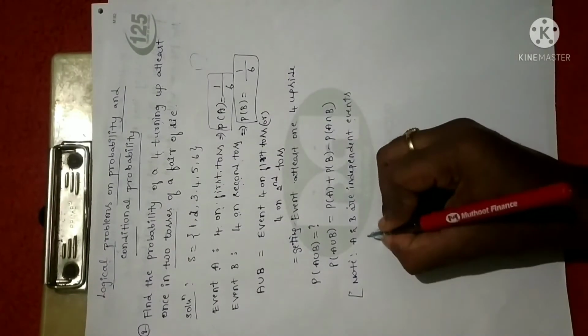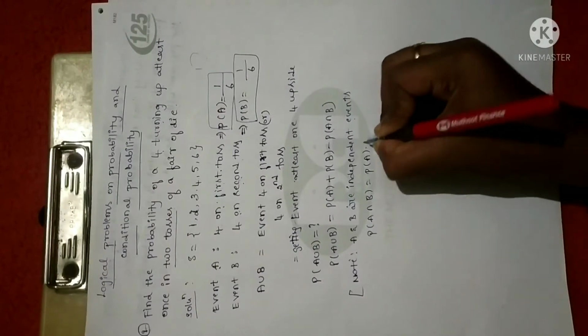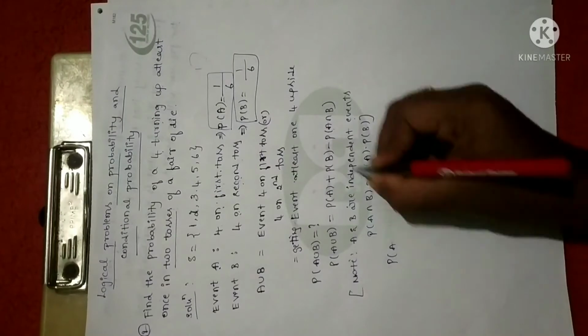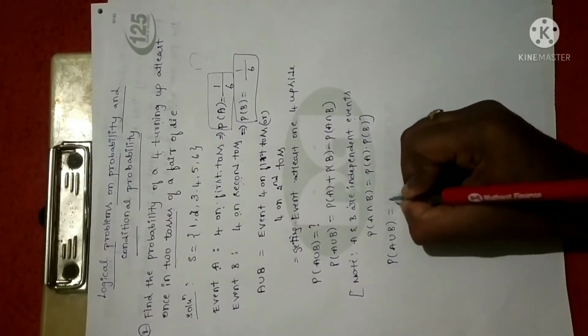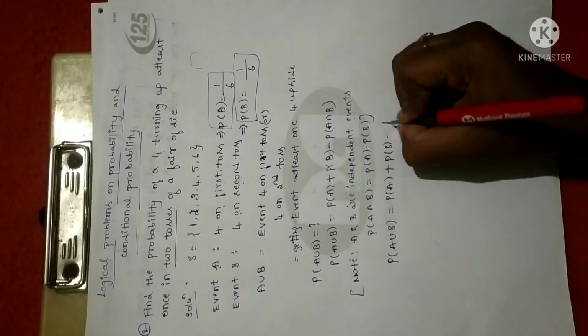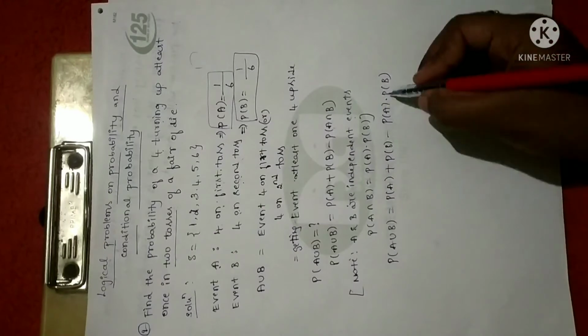then what can we write? The probability of A intersection B is the probability of A into the probability of B, right? I'll just replace this in the above equation. So I can write the probability of A union B as the probability of A plus the probability of B minus the probability of A into the probability of B. Now you can note that all the values are known to us.